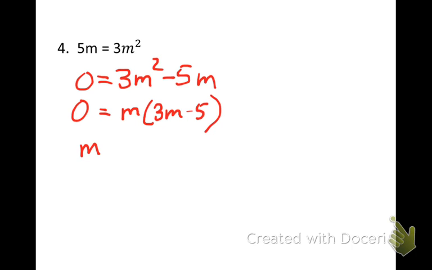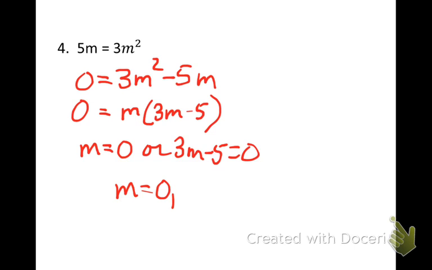So if I set each one of these equal to 0, m equals 0 or 3m minus 5 equals 0. When I solve, I'm going to get m equals 0, and then here I add 5 and divide by 3. I'm going to get 5/3. So that would be my answer. So that's the zero product property that we are using now.